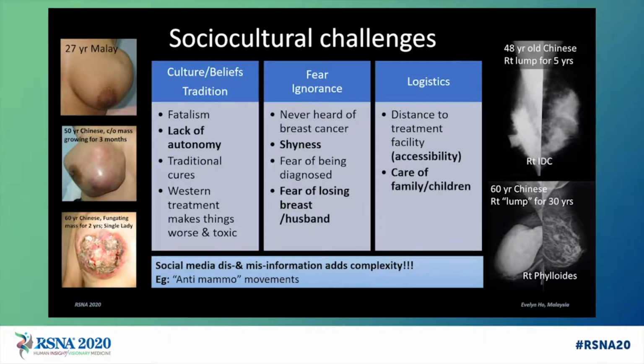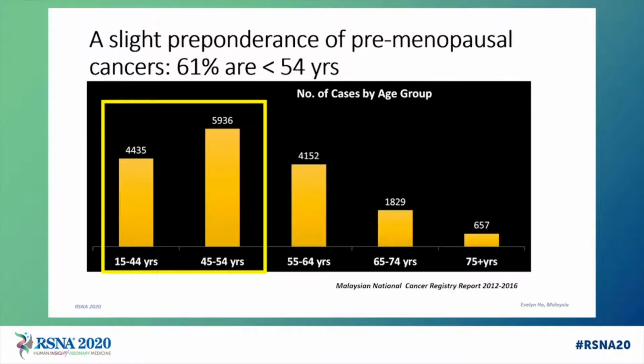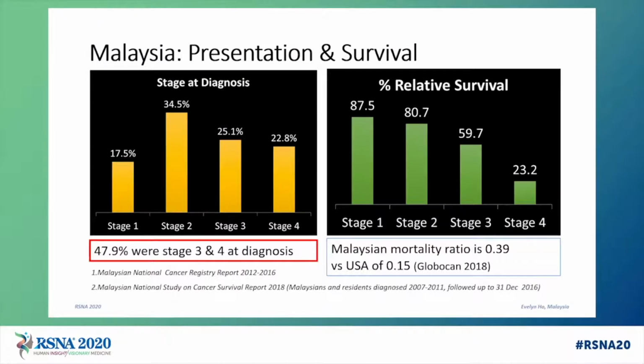In Malaysia, there is a slight preponderance of premenopausal cancers, where 61% of those diagnosed are under 54 years of age. In my practice, most of my breast cancer patients are from around 40s to early 50s. About 48% present at stage 3 and 4, and therefore it is not surprising that the mortality ratio for Malaysia is 0.39 compared to US of 0.15.